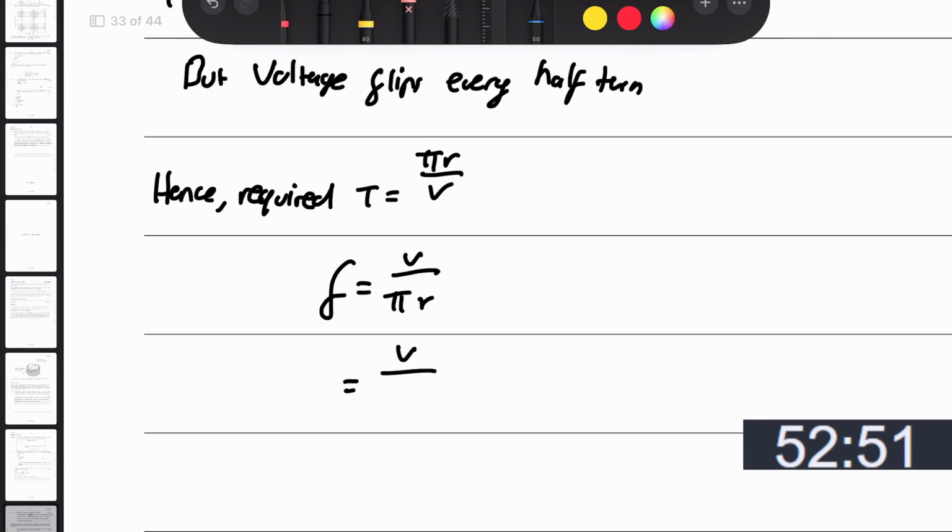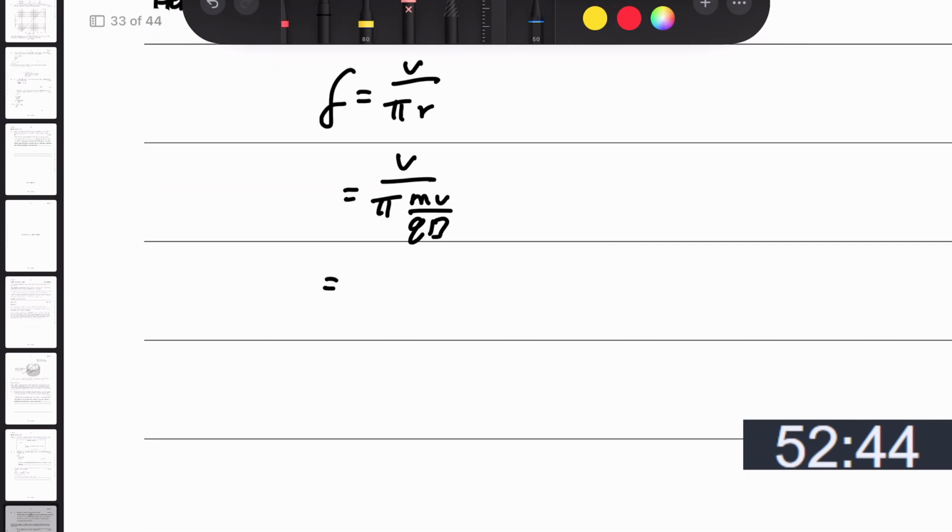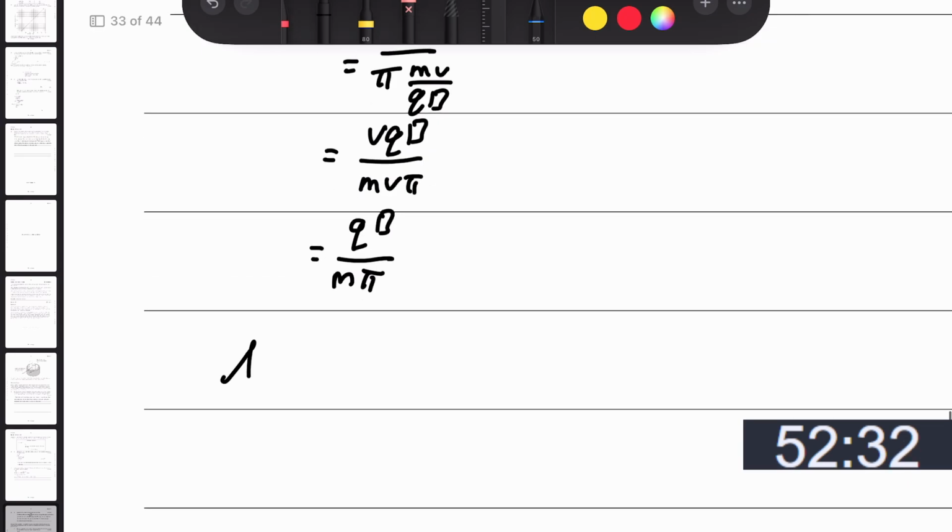And this is going to be velocity over pi times mv over qB, which is going to be equal to vqB all over mv pi. So it's qB all over m pi, as r and velocity are not in the equation.